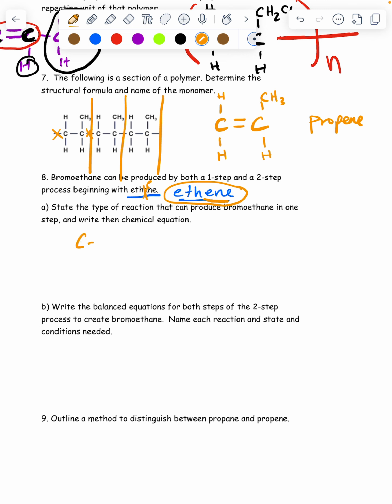So we can take ethene, C2H4, and if we're making bromoethane, we'd have C2H5Br. Get rid of the double bond, we need to add a H and a Br. Therefore, the other chemical needed would be HBr. There aren't any special conditions needed for this reaction. This is halogenation, which is a type of addition reaction.